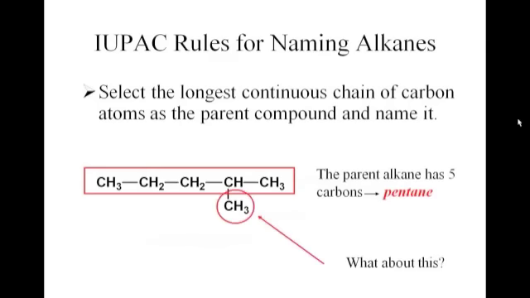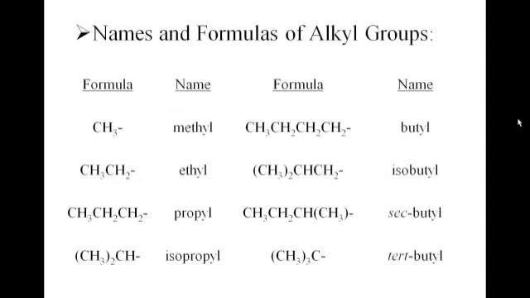But what about that group right there? And I've already told you that that group is a methyl group, all right? We've seen that in some earlier videos. Well, when you have a substituent or a pendant group hanging off of a parent chain, you have to name it, and these are the names that we use. So for 1 carbon, or CH3, we call that methyl. 2 carbons, we call ethyl. If we have 3 carbons, we would call that propyl. 4 carbons, we would call butyl, and so on.